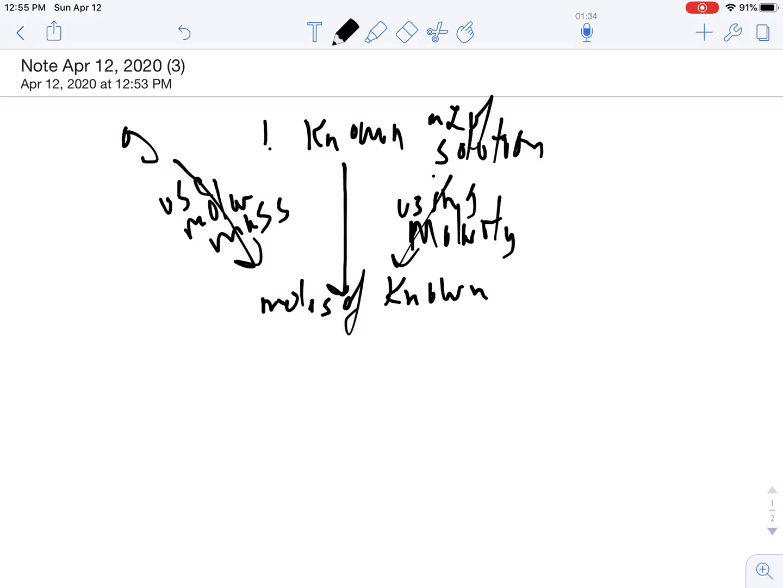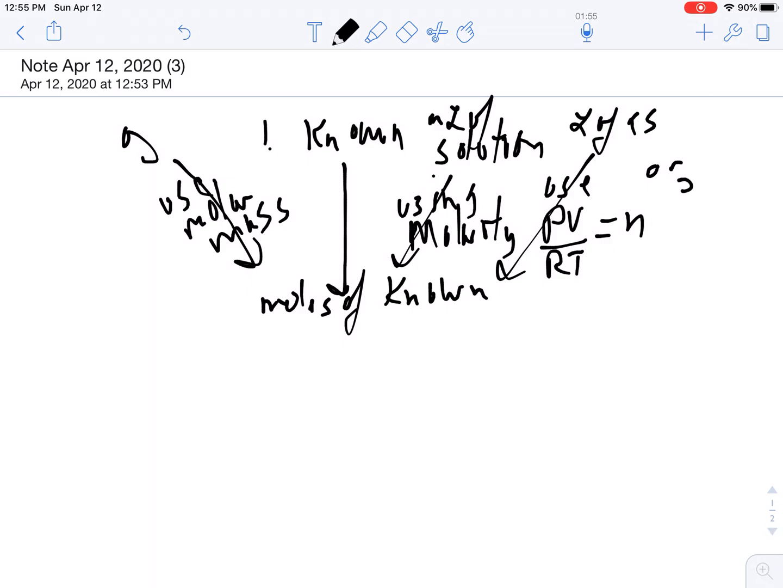And now we're adding another branch to this. If your known is in liters of a gas, then you're going to use PV equals nRT to get it to moles. And after the algebra, it looks like that. PV equals nRT is how you would convert it to moles. Or if you're lucky enough and you're at STP, then you can use the 22.4 liter conversion, which is equal to 1 mole. So now we have three possibilities, three different ways you can convert into moles.